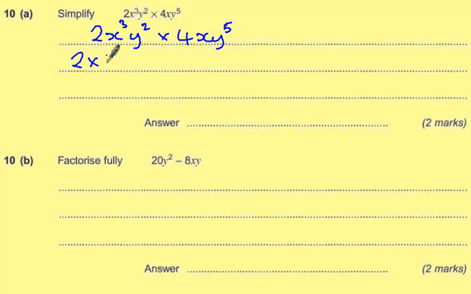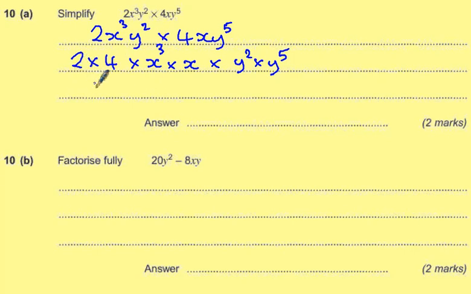So I've got 2 times 4. And then I'm going to write my x terms next. So x cubed times x. And then I'm going to write y squared times y to the power 5. Now the reason I've written all the like terms next to each other is because visually it's a lot easier to see them and then to work on them just as those two.